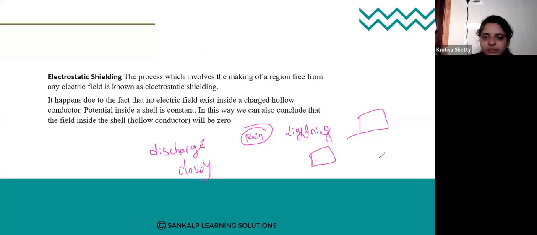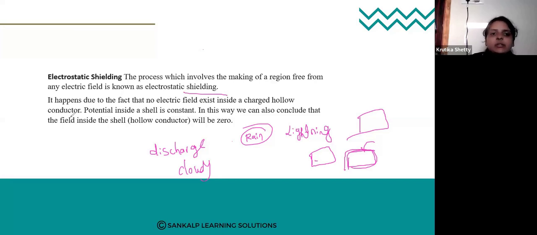Electrostatic shielding. Understood? Suppose whatever the region or another thing, you need to keep it away from the electric field lines. You need to keep it in a box or anything, which is an insulator. When it is like that, we can assume electrostatic shielding here. The process which involves making a region free from any electric field is known as what? Electrostatic shielding.